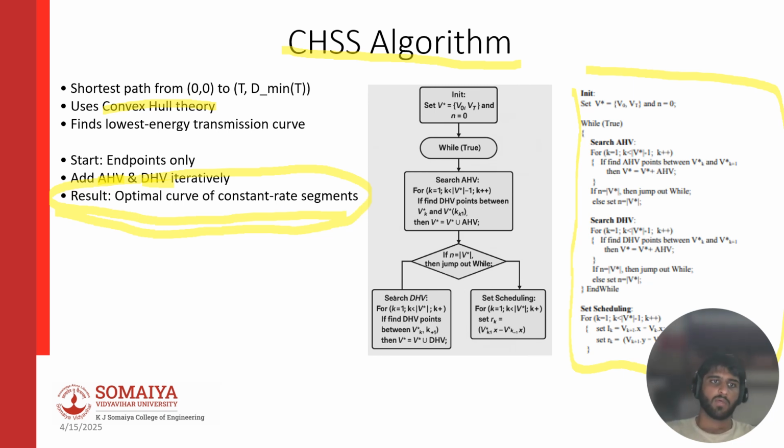All you do is you look at your buffer constraint, you look at how much maximum buffer you can afford, you look at the arrival time, you look at the departure time, and then you transmit your data. And you do all this while keeping energy efficiency as your priority.